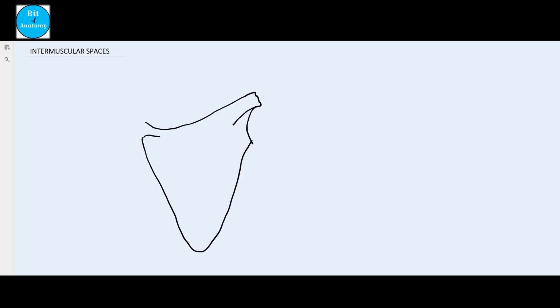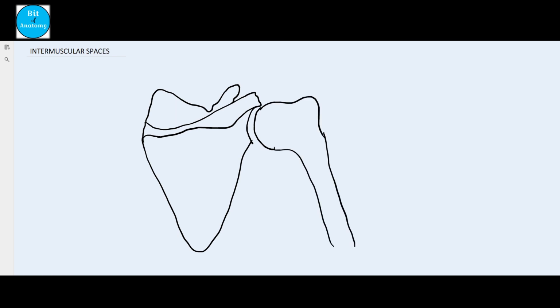So the bones of interest here are the scapula and the humerus. In the scapula, the points of interest are the lateral margin of the scapula and the infraglenoid tubercle, and in the humerus, it is the greater tubercle, which contains upper, middle, and lower impressions, and the surgical neck of the humerus and shaft of the humerus. So these are the bony features which are of importance.